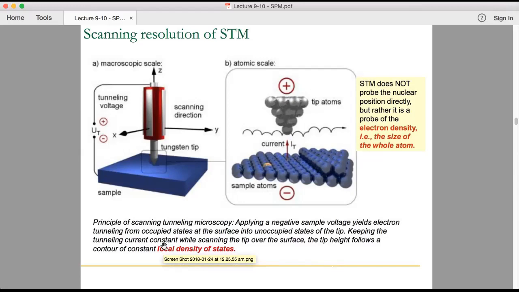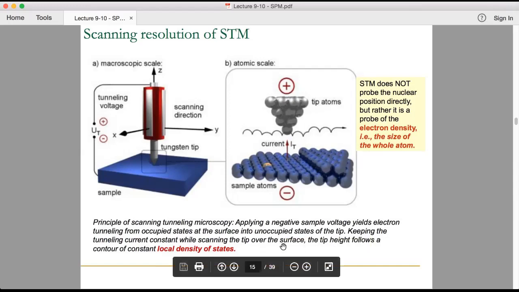So just by encountering a different atom, if you image the tip path, you will see, okay, there was a current increase due to a different atom, and using a feedback loop, you can lower or increase the tip height.